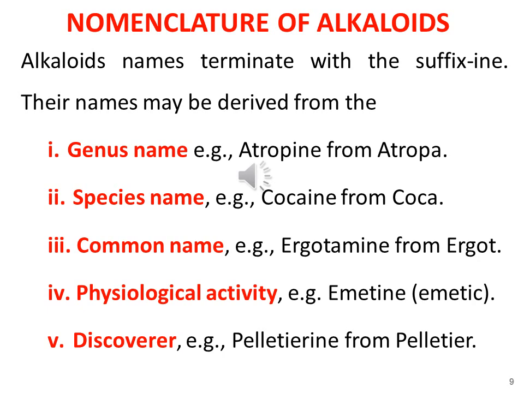Some alkaloids have got the names after the name of their discoverer. For example, pelletierine is derived from the name of the discoverer who discovered this alkaloid, and the name of that discoverer was Pelletier. So there is no hard and fast rule for the nomenclature of alkaloids. Some alkaloids have got their name from the genus, some have got from the name of the species from which they were isolated, some have got the common names, some names are based upon their physiological activities, and the others have the names after the name of their discoverer.